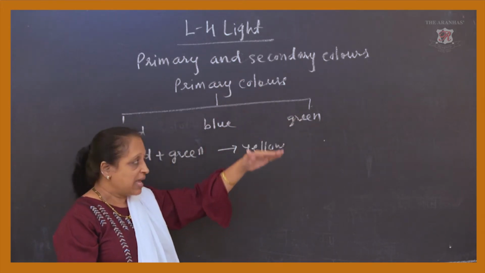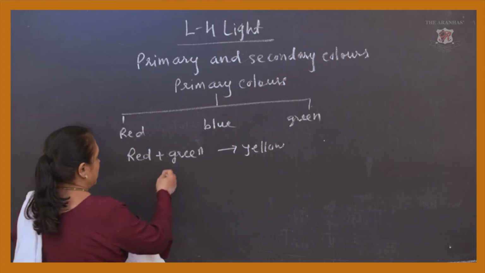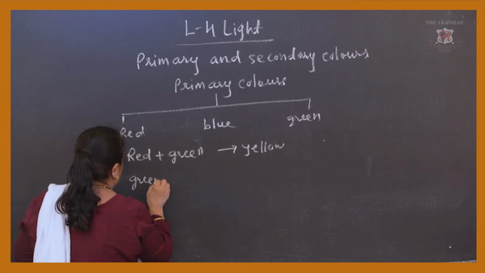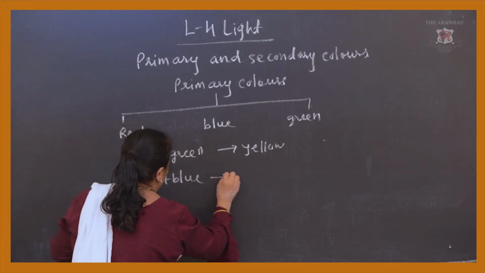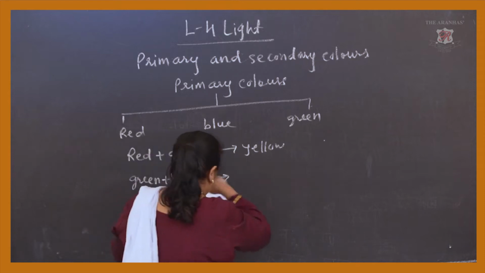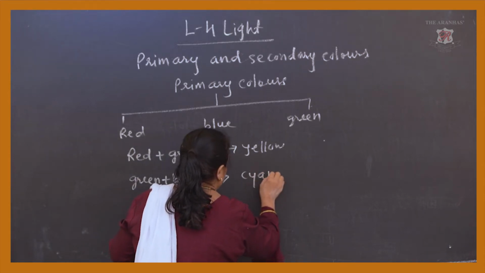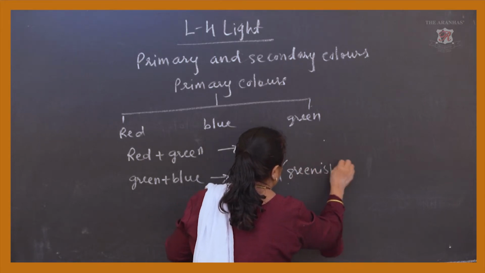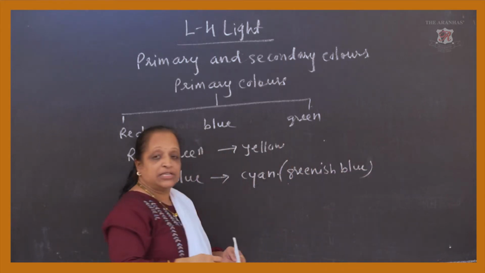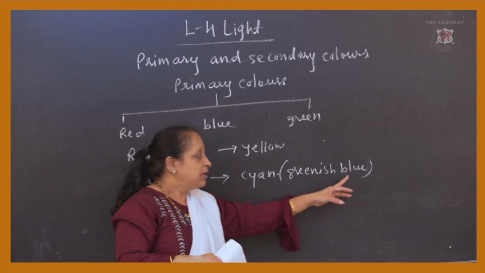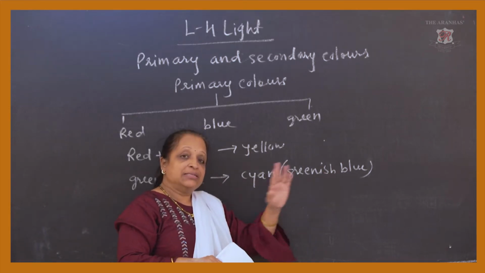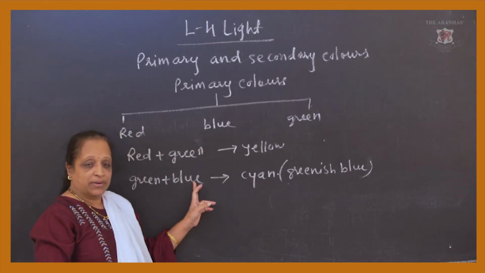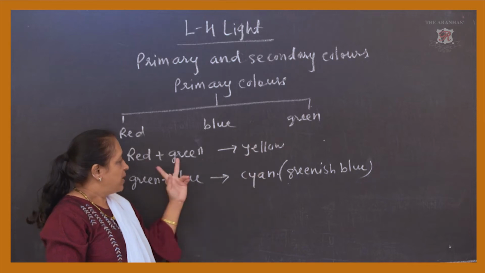You just take down as I am writing down. Second, we are having green and blue. Green plus blue, where we are going to have a combination of these two. We are having the cyan, that is, we call it the greenish blue color. It is not exactly the blue, but it is having just the reflection of green color also in a blue color. So this is the effect of mixing two colors.